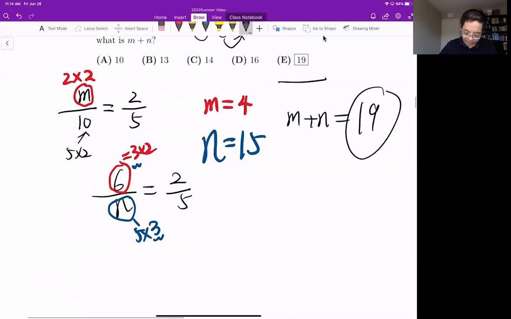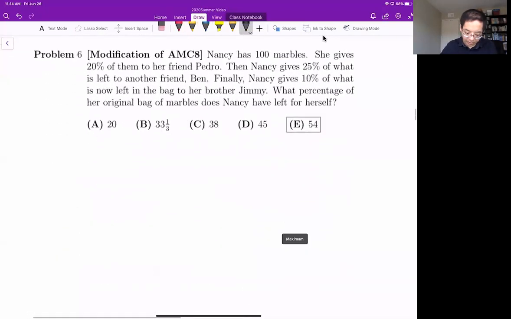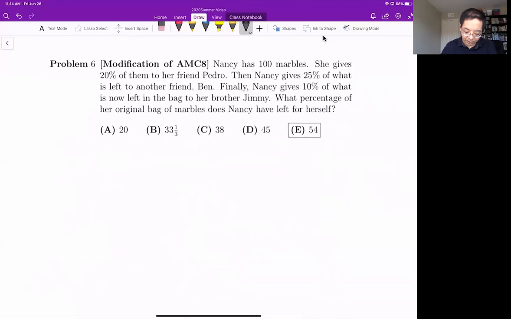Now let's look at problem number 6. This one is a modification of a past AMC 8 problem. In the original AMC 8 problem, the problem did not provide the 100. It just says Nancy has a certain number of marbles. For convenience, I put this concrete number. It's not really needed if you just want to find the percentage, since the question is about the percentage. Anyway, let's do it.